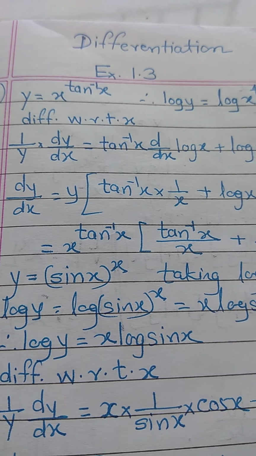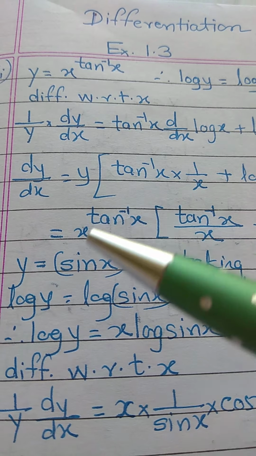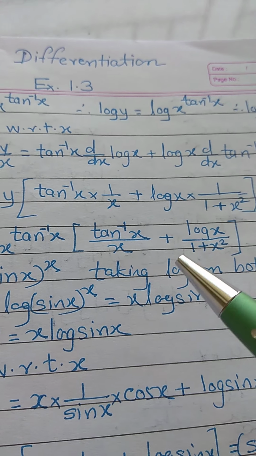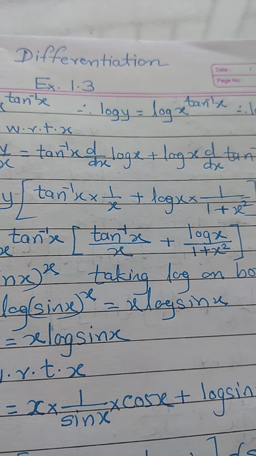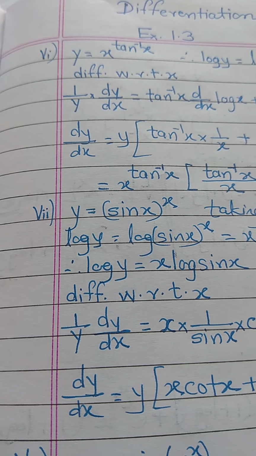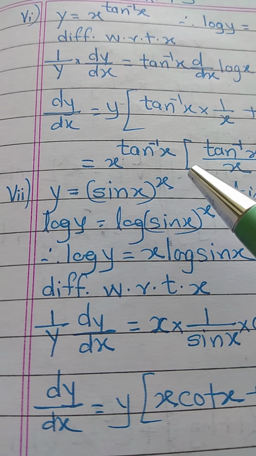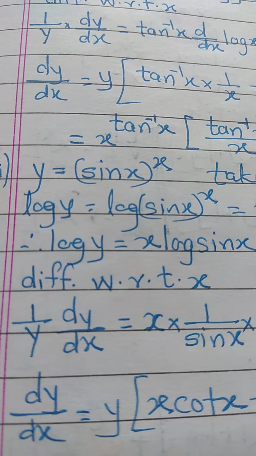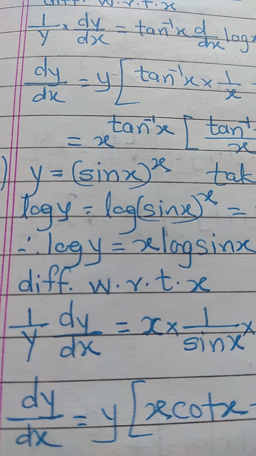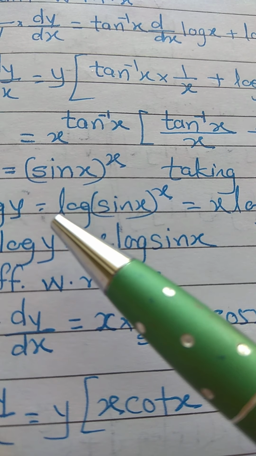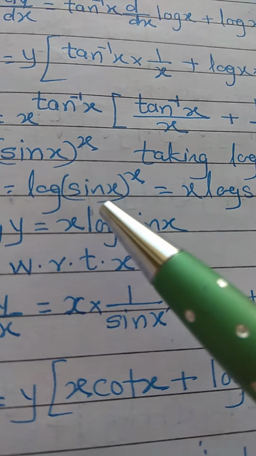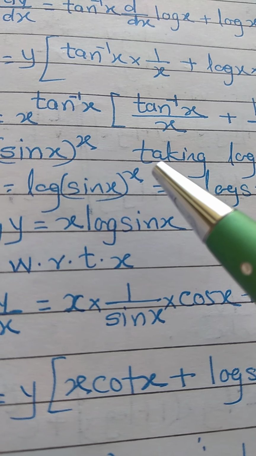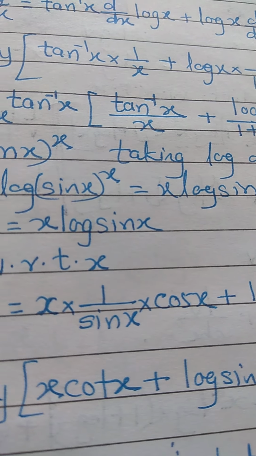What is the value of y here? It is x raised to tan inverse of x. This bracket tan inverse of x upon x plus log of x upon 1 plus x square is as it is. Now Roman 7, y equal to sin x raised to x. Taking log on both the sides, we will have log y equal to log of sin x raised to x. x will come down and will become x log sin x, because we know that log of a raised to p is always p log a. Therefore log of sin x raised to x is x log of sin x.